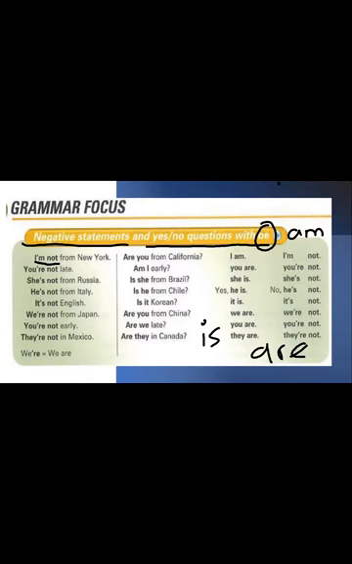Very good. Now listen. So we say, I'm not. Yo no soy. I'm not from New York. I'm not from Guatemala. I'm not from San Miguel. You're not. You're not late. Tú no estás tarde. You're not late. Okay? You're not. This is negative, remember. Recuerden que este es negativo. She's not from Russia. Ella no es de Rusia. He's not from Italy. Él no es de Italia. It's not English. It's not English. Nationality, right?